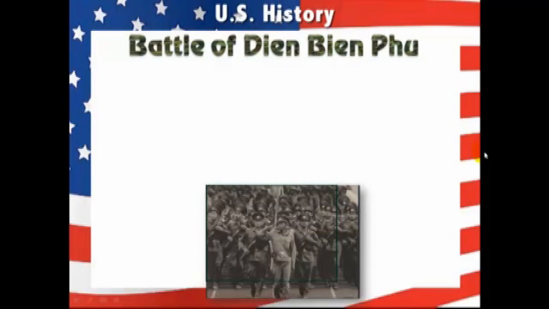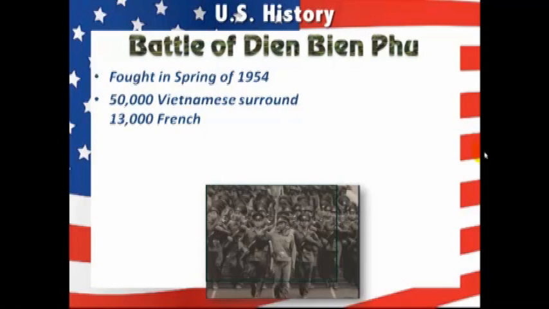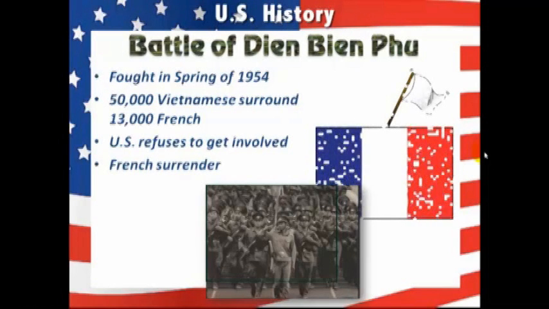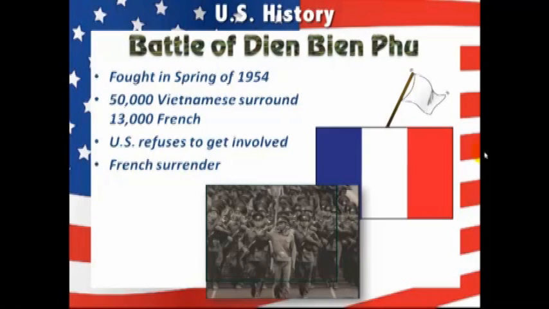Okay, now looking at the Battle of Dien Bien Phu. It was fought in the spring of 1954. 50,000 Vietnamese surround 13,000 French. The U.S. refuses to get involved, although we were financing most of the war by that point in time, but we would not escalate the involvement. And as a result, the French surrender.